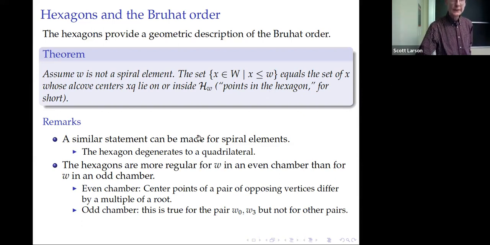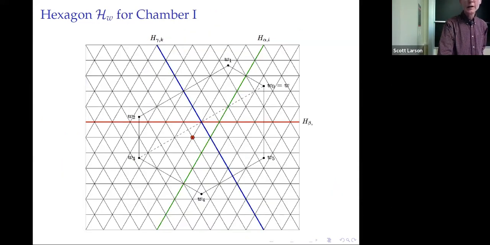Another thing that happens is that the hexagons are more regular for W in the even chamber than for W in an odd chamber. I only have a picture of an odd chamber one here, which is a less regular one. If you look at this picture, you see this diagonal line is parallel to a root, the root alpha tilde. The center points that lie on a line parallel to a root we call a root string, as opposed to a root strip.